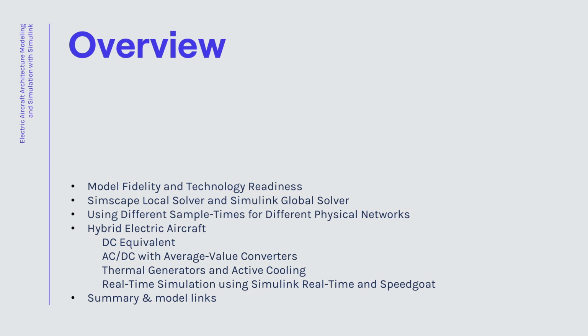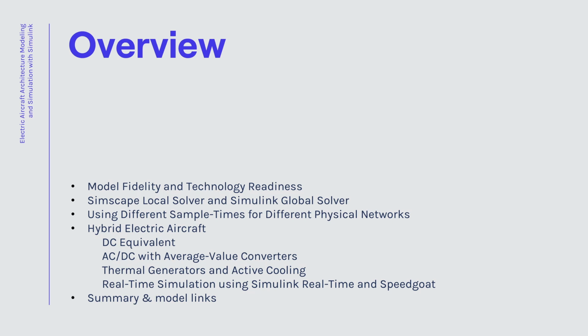I will begin by discussing the relationship between model fidelity and technology readiness. This will help set some context on the choices we make for model fidelity in relationship to where we are in the technology development cycle. Next, I will introduce the Simscape local solver, how it is used, and how it relates to the Simulink global solver. Then I will give an overview of how we can use different sample times for different portions of a multi-domain physical system model. This is particularly important when considering real-time simulation.